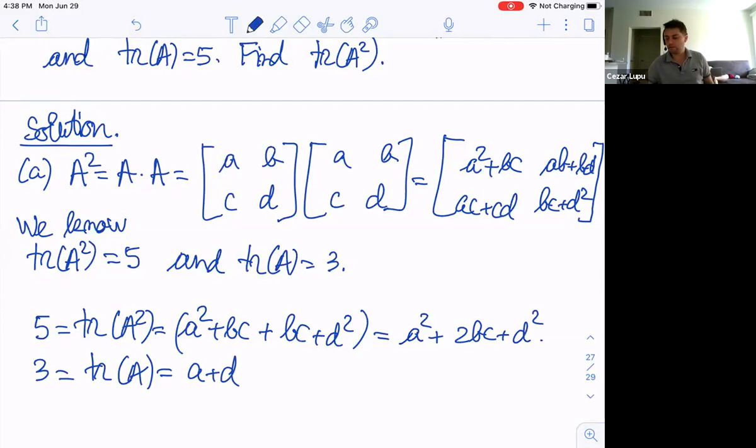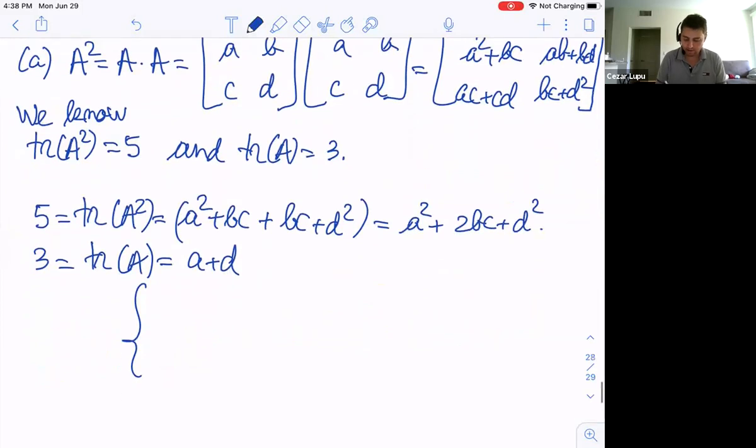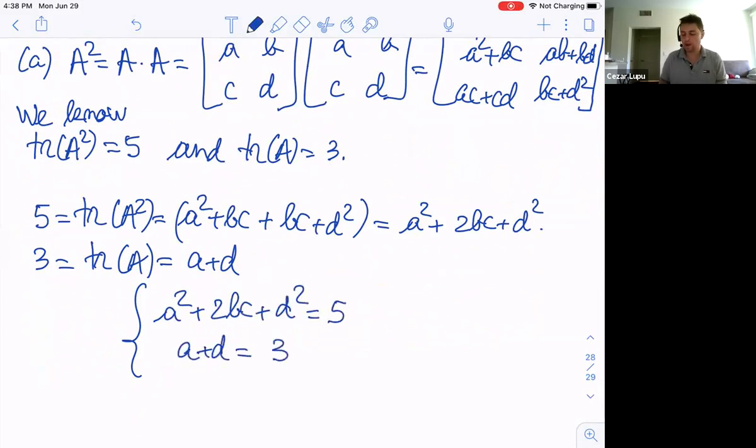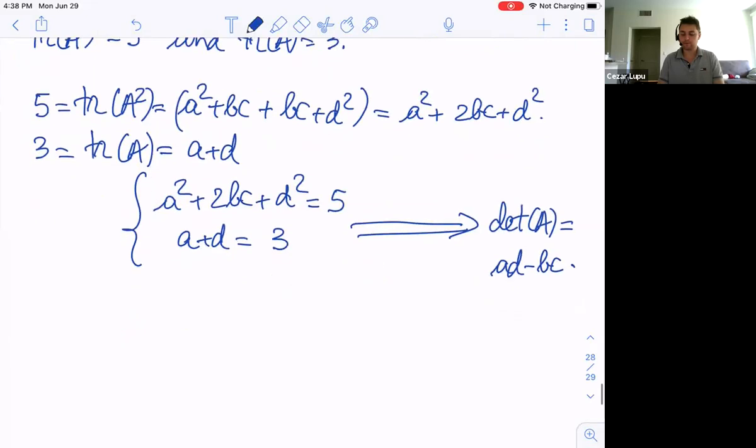So let's write it again. Let's write this as a system. We have that A squared plus 2BC plus D squared equals 5, and that A plus D equals 3. And what we need to find from here is the determinant of A. So the determinant of A was nothing else than AD minus BC. So we need to find this. So how to do it?